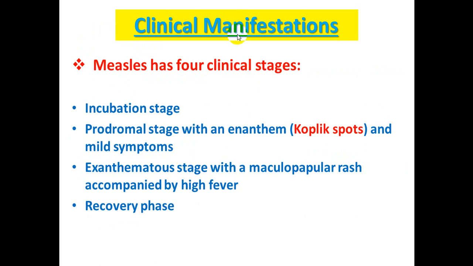Clinical manifestations. Measles has 4 clinical stages. These are incubation period, prodromal stage, exanthematous stage, and the recovery phase. Number 1, incubation period. It is the period between the entrance of the virus till the appearance of the signs and symptoms of the measles, and as I said, it is about 8 to 12 days.